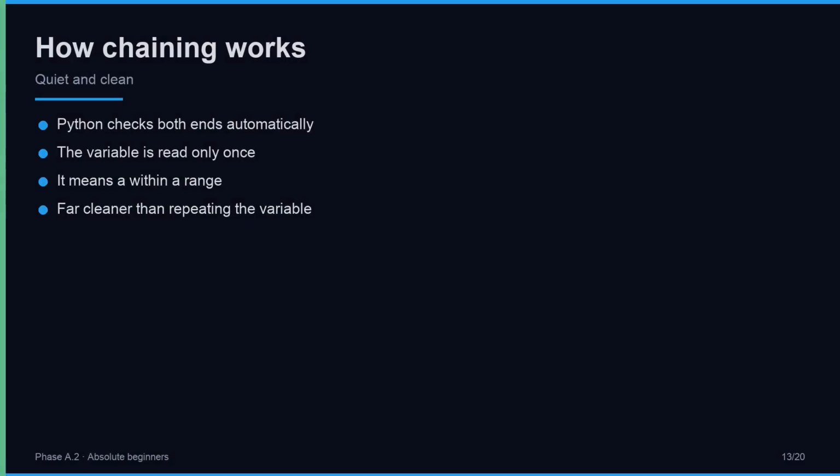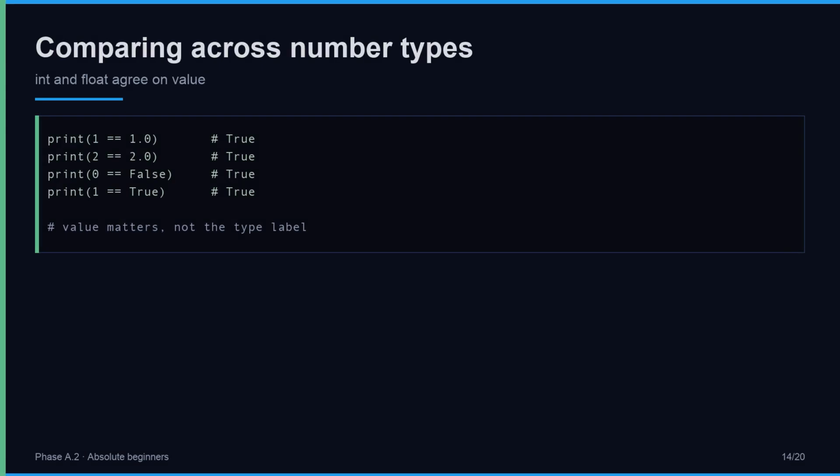Let us unpack how chaining works under the hood. When you write 18 <= age <= 65, Python checks both comparisons and joins them with AND. The variable is evaluated once and tested against both bounds. The result is true only when the value sits within the whole range. This is far cleaner than writing age >= 18 and age <= 65. Chaining is a small kindness Python offers, and it keeps range checks readable. Both ends, quietly, a useful detail.